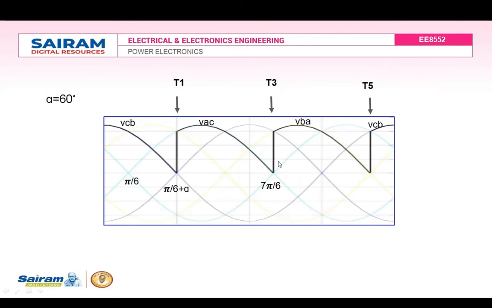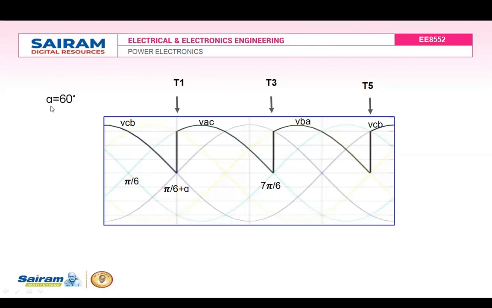When T3 is triggered, T3 will conduct along with D4. So the output voltage will follow VBA. Then T5 is triggered, which will conduct along with D6. So the output voltage will follow VCB. Similarly, before T1 is triggered, the T5 and D6 combination would have conducted, which resulted in the voltage VCB.